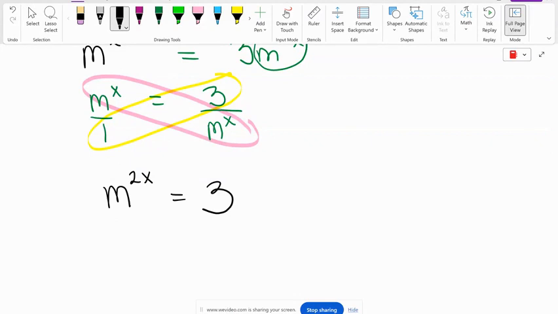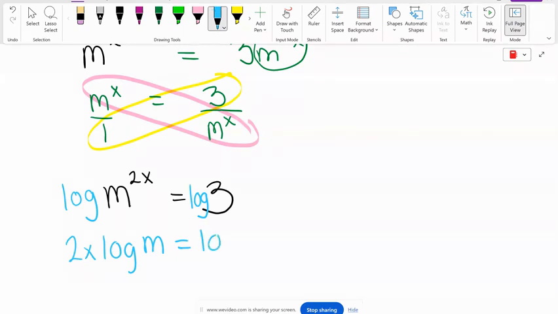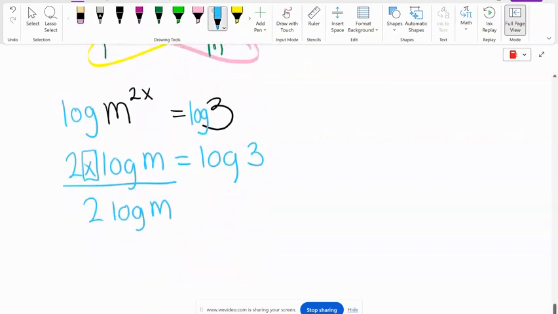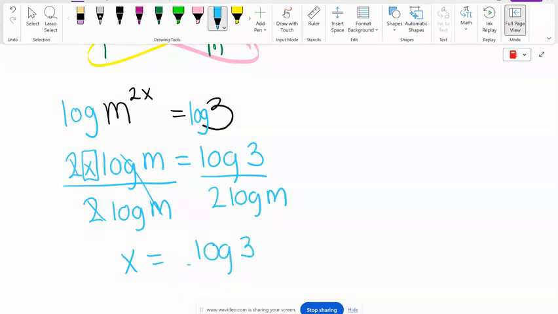Now we need to solve. We need to solve for x. I can't make them into the same base, so I'm going to take the log of both sides. So this becomes 2x log of m is equal to the log of 3. Now to solve for x, all I'm going to do is divide by 2 log of m on both sides, since it's all multiplication, right? It's 2 times x times log of m. So I could divide by 2 log of m since it's all multiplied. So then I get x is equal to log of 3 over 2 log of m.